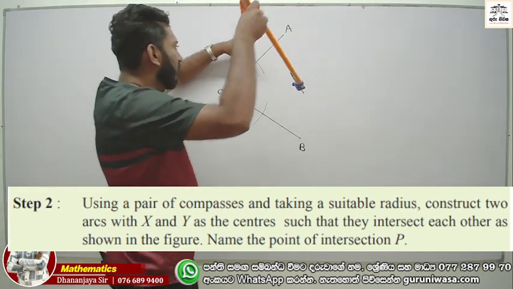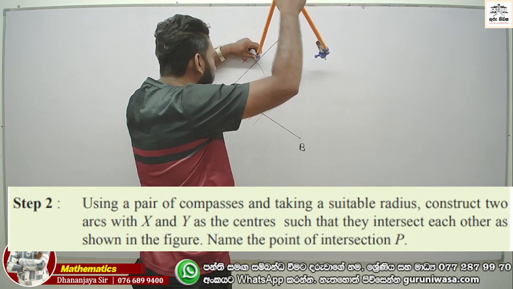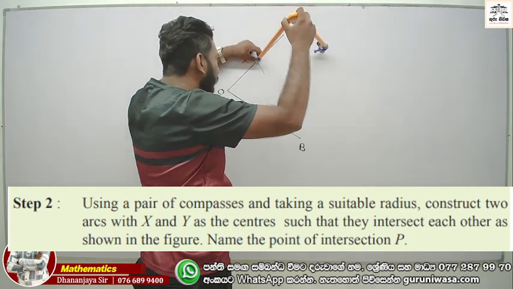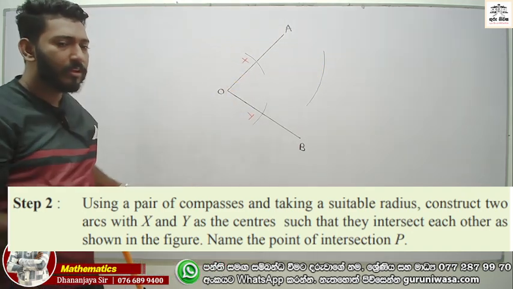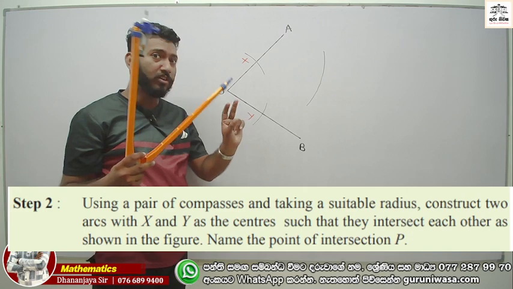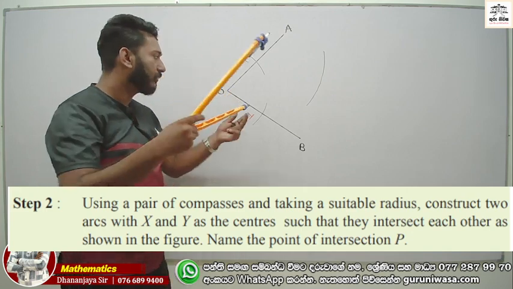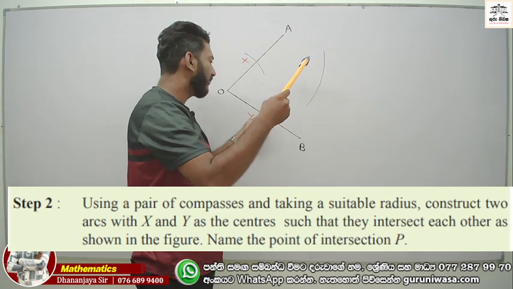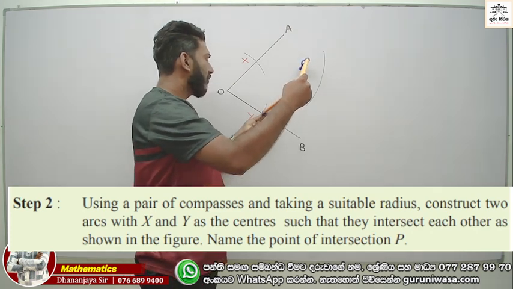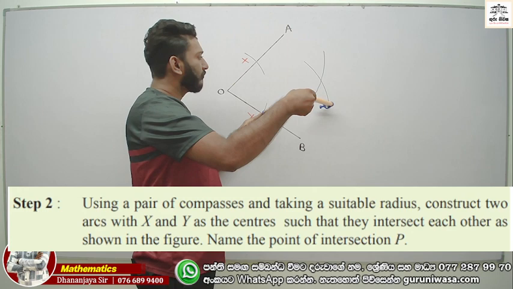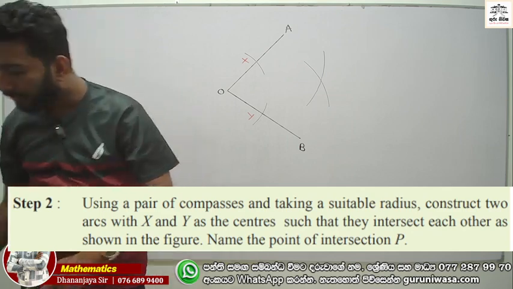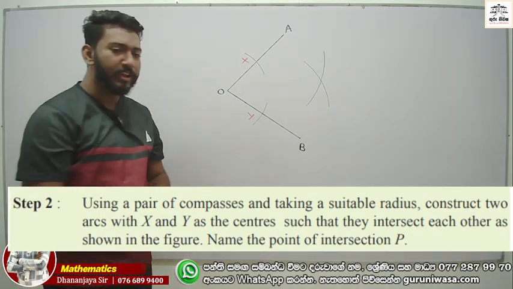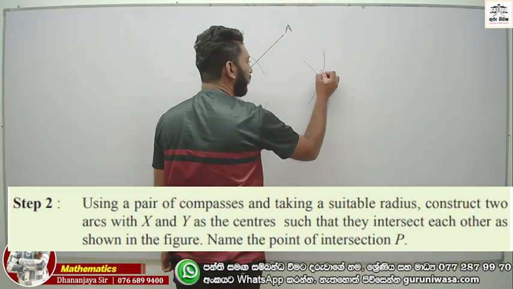Now I'm going to place the compass at X as a center and draw the arc like this. Do the same thing. Now don't change the compass. Now place the compass at Y. Now draw the arc again. Aha. Now I have an intersection point. Now I'm going to name it P. Now this is point P.